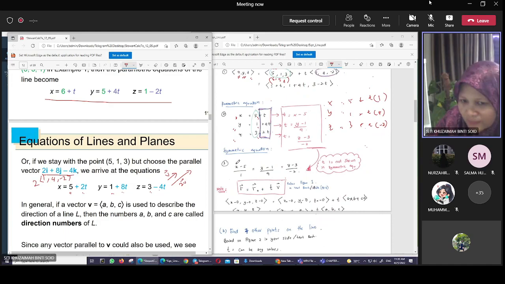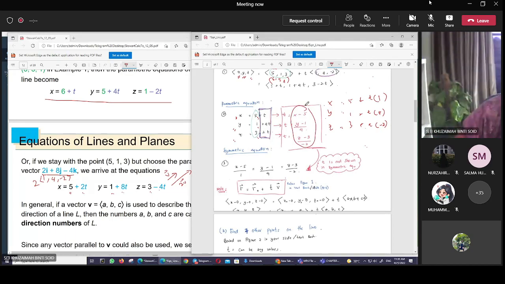Okay. If you look at the symmetric, it is easy to write from this parametric, where you let t be the subject. You do the rearrangement. t equals x minus 5. t equals y minus 1 divided by 4. And this one. Once we get t as the subject, the right-hand side we take out and put here. And the separation between them is equal.